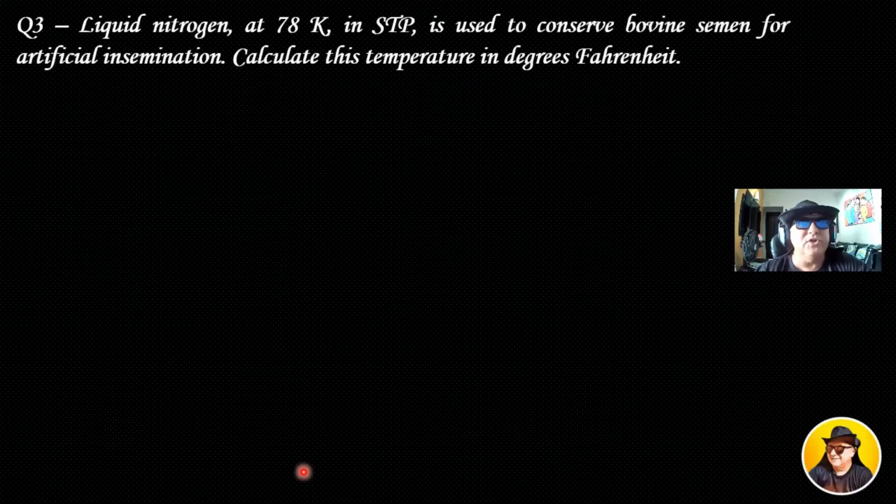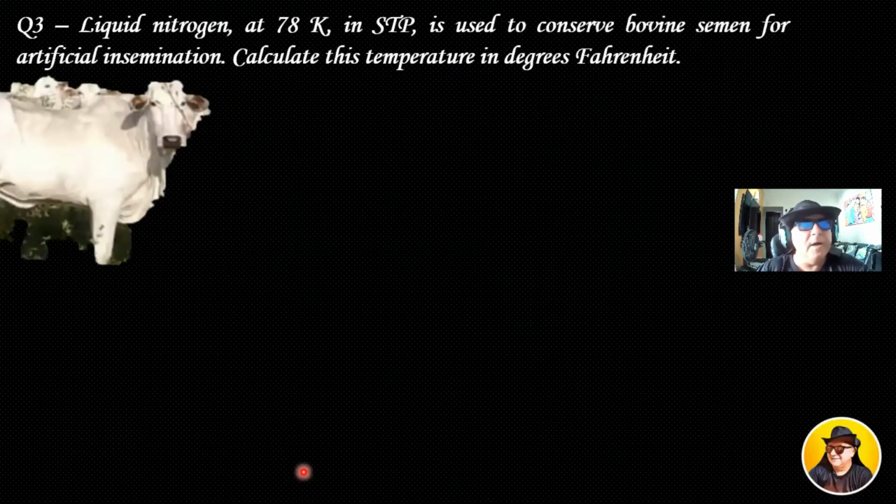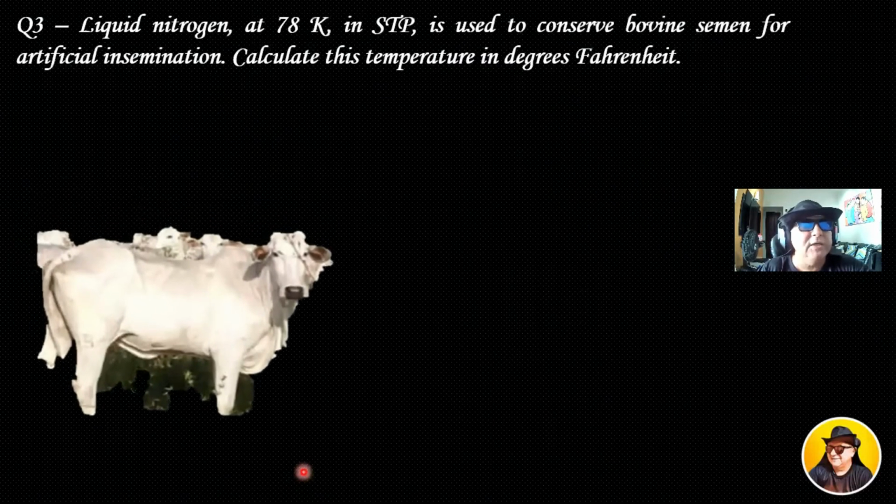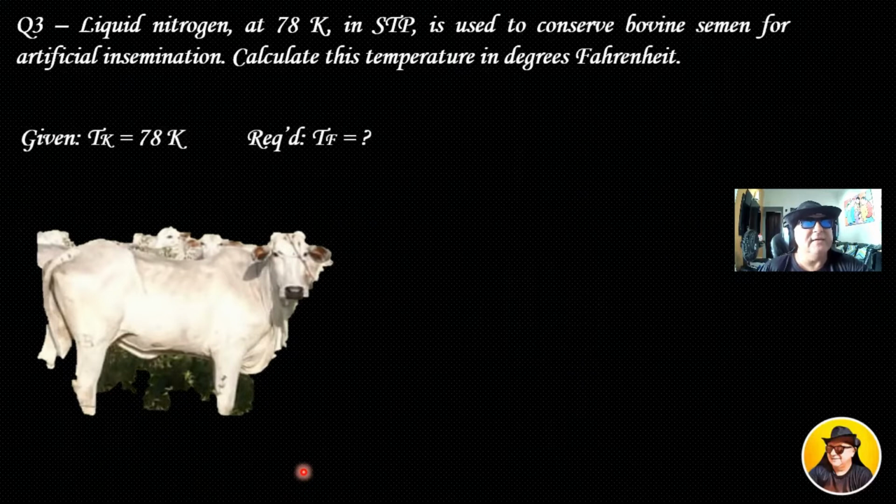Liquid nitrogen at 78 Kelvin in STP, standard temperature and pressure, is used to conserve bovine semen for artificial insemination. Calculate this temperature in degrees Fahrenheit. Okay, so given TK 78 Kelvin and required TF, Fahrenheit temperature.